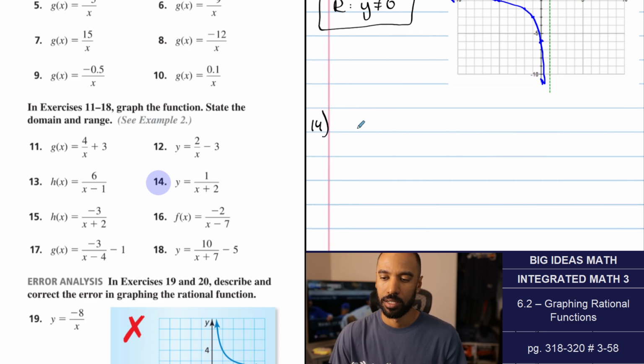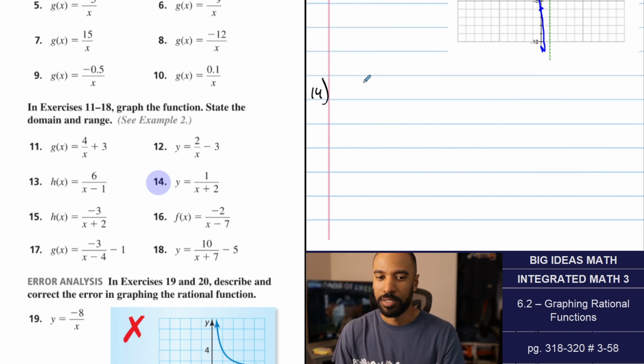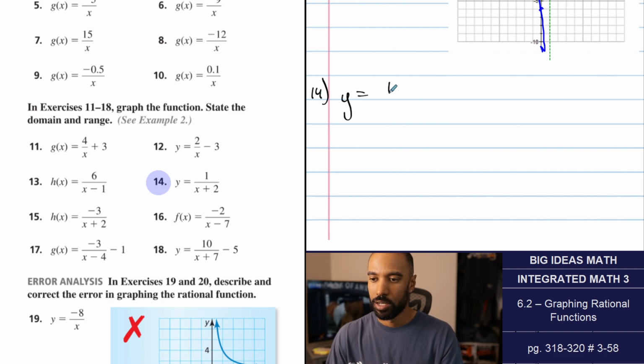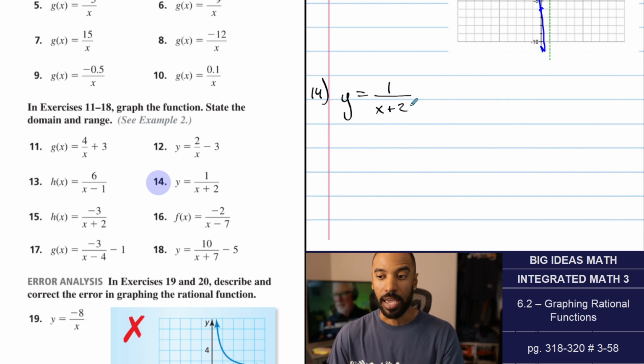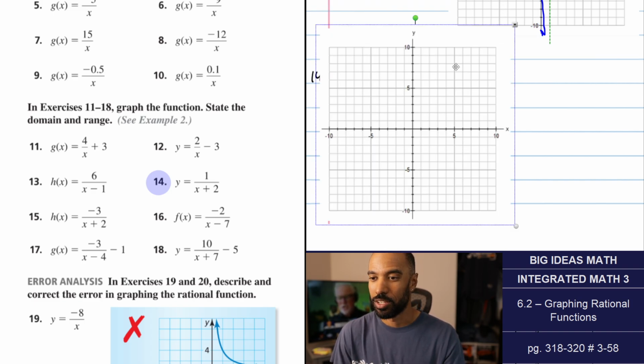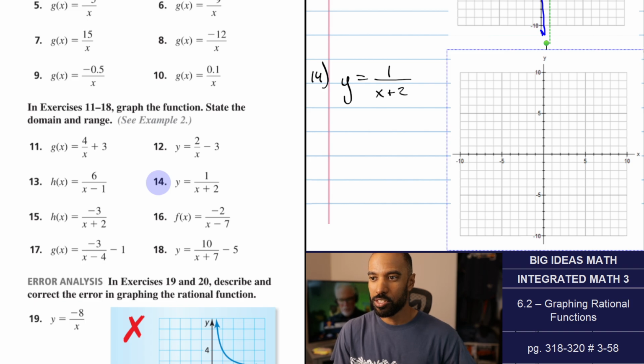Number 14, y equals 1 over x plus 2. I could honestly take one of our old graphs that we did and just translate that over, the 1 over x ones, because it's that same thing.